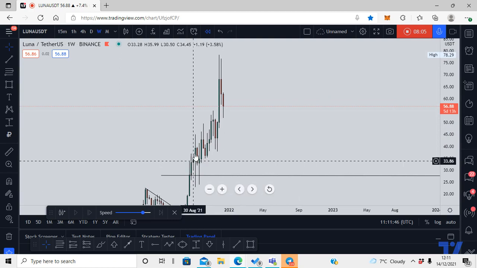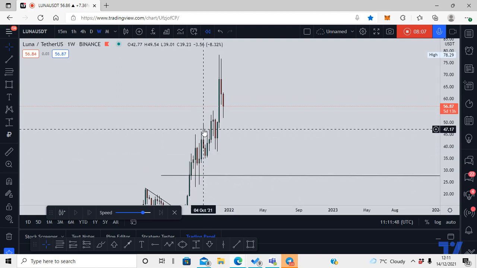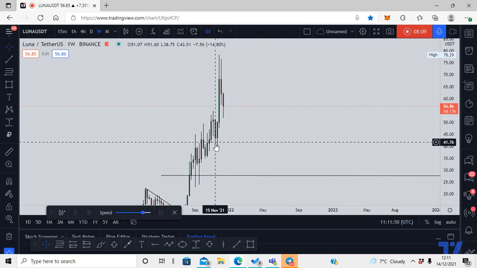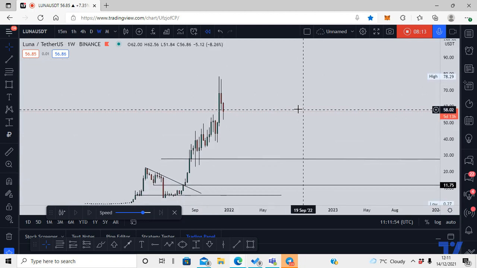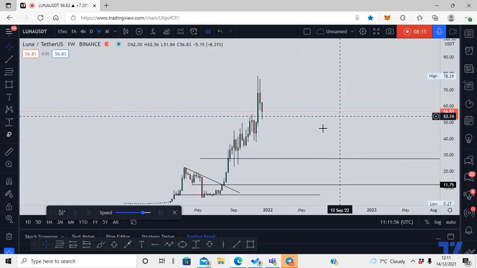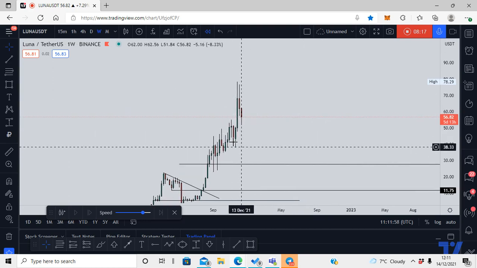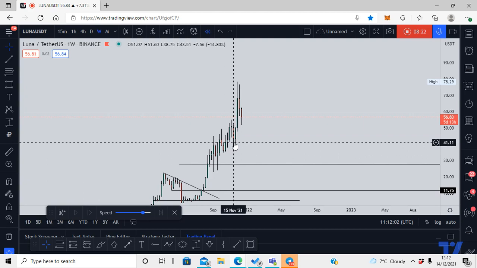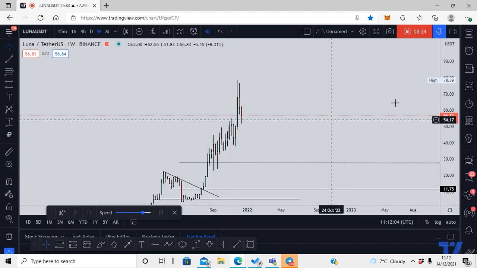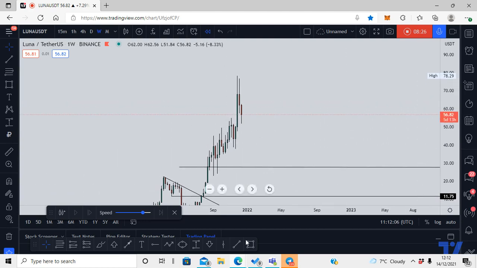So as you can see, we have an impulse, correction, impulse, correction, impulse, correction, impulse, correction. And that is what we are currently seeing in the market. This is a very strong bullish trend. Every time the market makes a correction, every time the market dips, buyers enter the market aggressively and push prices higher. What we are currently seeing is exactly the same thing.